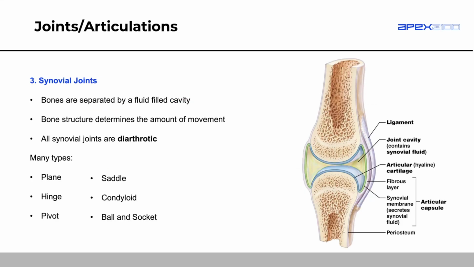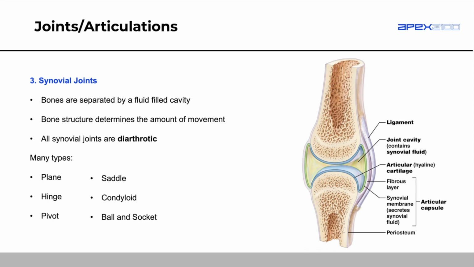Okay, and then our third class is synovial joints. So there's a lot more going on at synovial joints. Firstly, they include fibers, they include cartilage, and they have a joint cavity. So we need to talk about some of the features of this joint cavity as well. And the structure of the bones determines the amount of movement between these types of joints. Now, all synovial joints are diarthrotic, so they're all freely movable. And there are many different types of synovial joints. There are plane joints, hinge joints, pivot joints, saddle joints, condyloid, and then ball and socket, which is the one that you've probably all heard of.